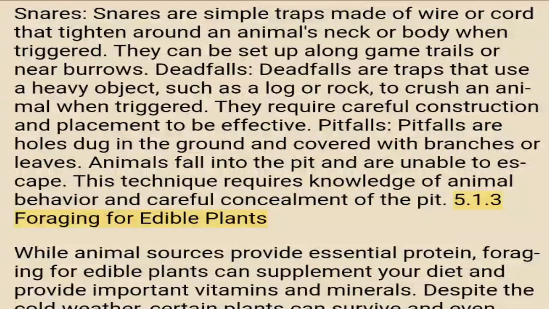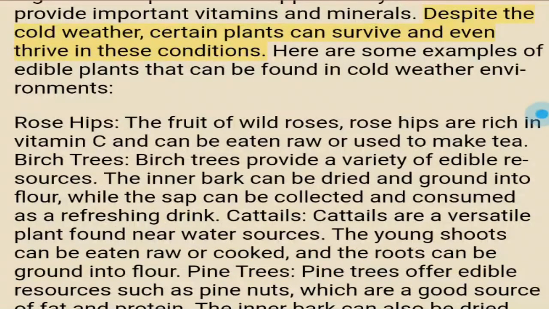5.1.3 Foraging for edible plants. While animal sources provide essential protein, foraging for edible plants can supplement your diet and provide important vitamins and minerals. Despite the cold weather, certain plants can survive and even thrive in these conditions. Here are some examples of edible plants that can be found in cold weather environments. Rose hips. The fruit of wild roses, rose hips are rich in vitamin C and can be eaten raw or used to make tea.